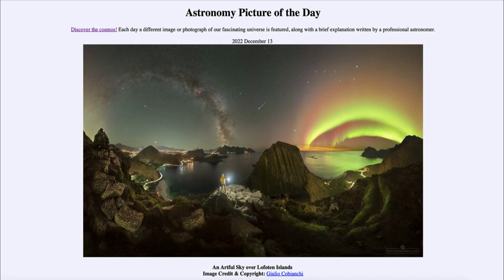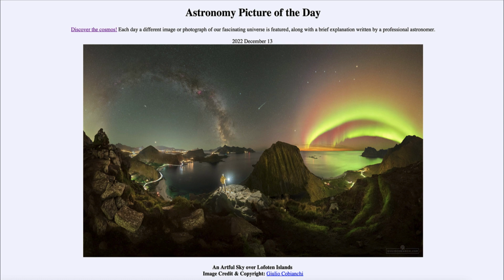One of the things that I like to do in each of my introductory astronomy classes is to begin the class with the astronomy picture of the day from the NASA website, that is apod.nasa.gov/apod. And today's picture for December 13th of 2022, well, it is titled An Artful Sky over Lofoten Islands.